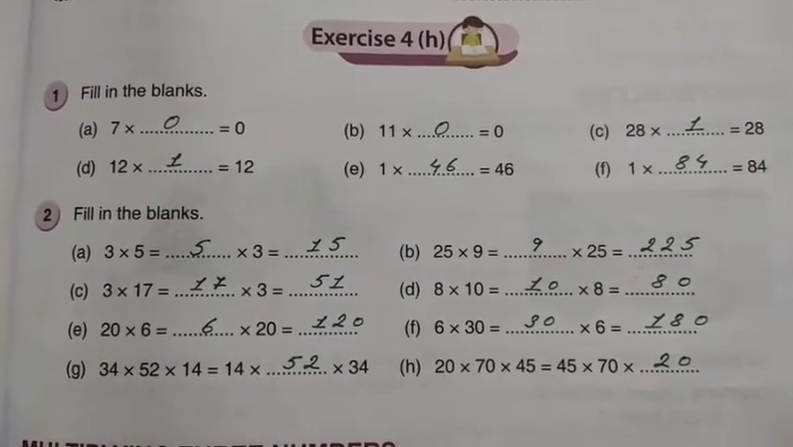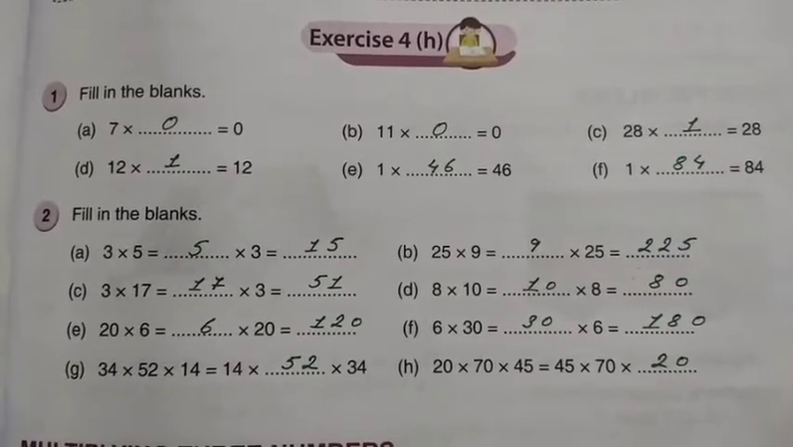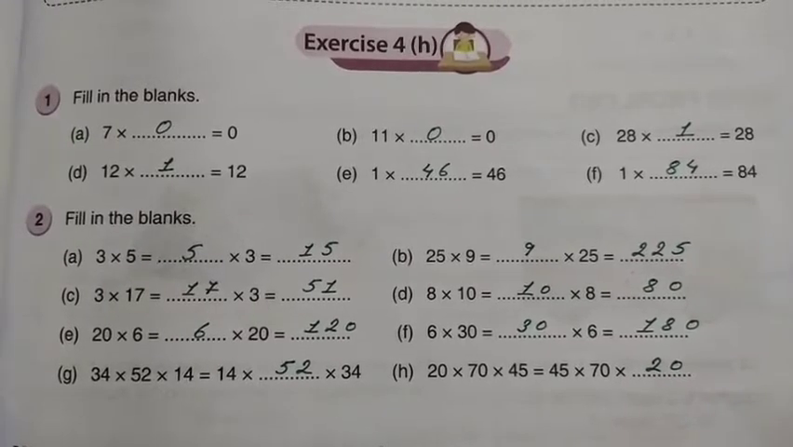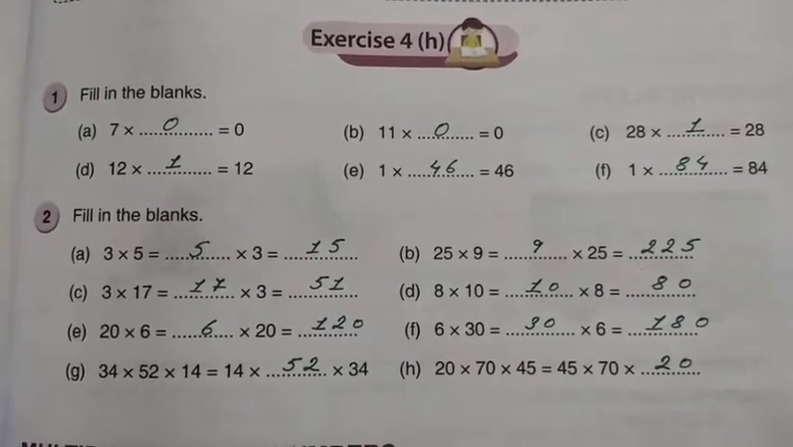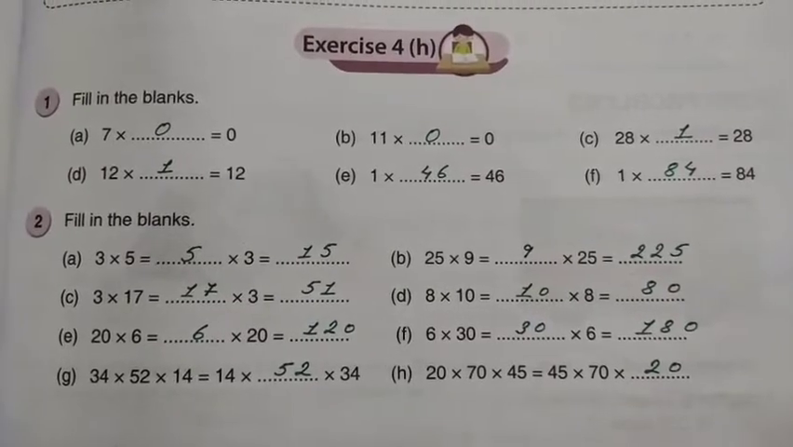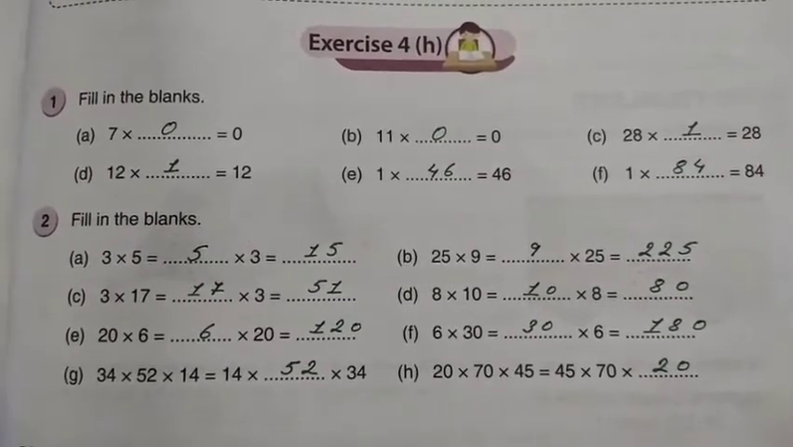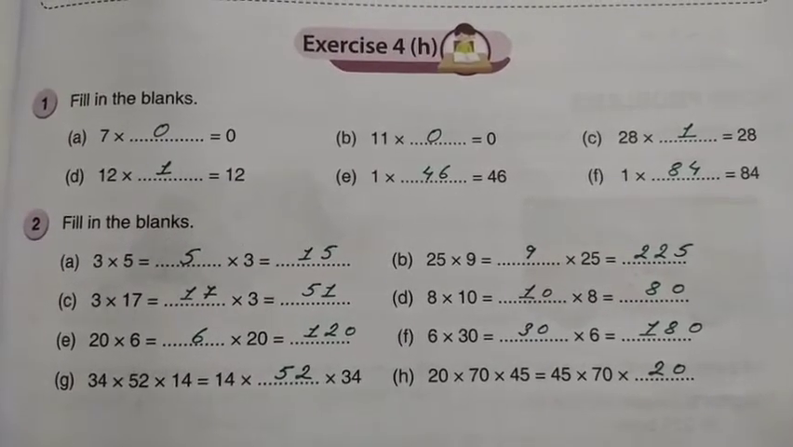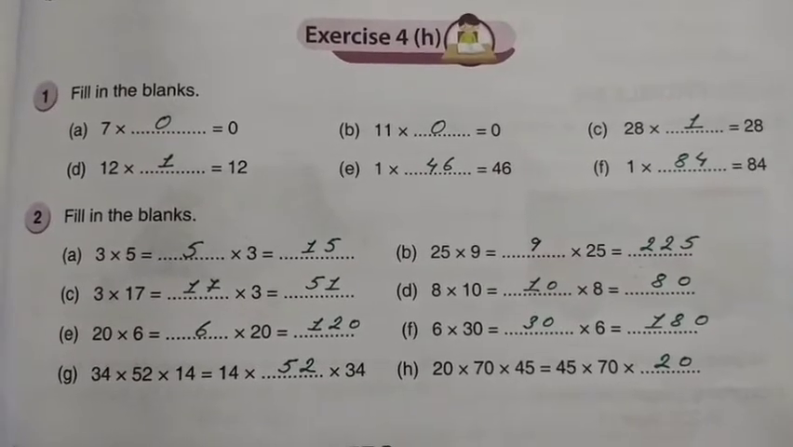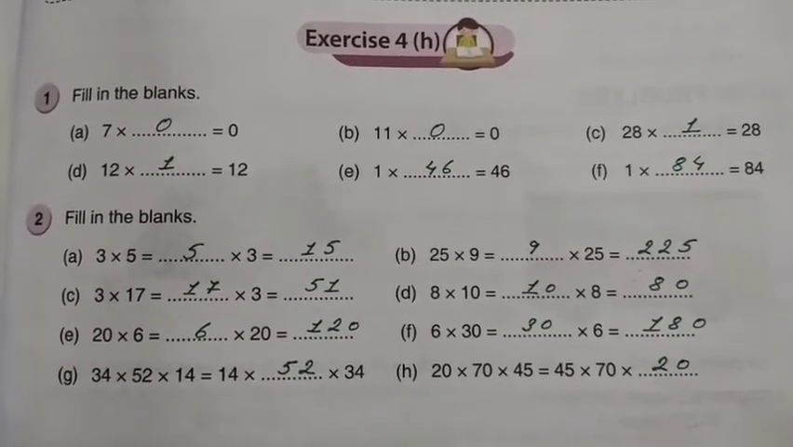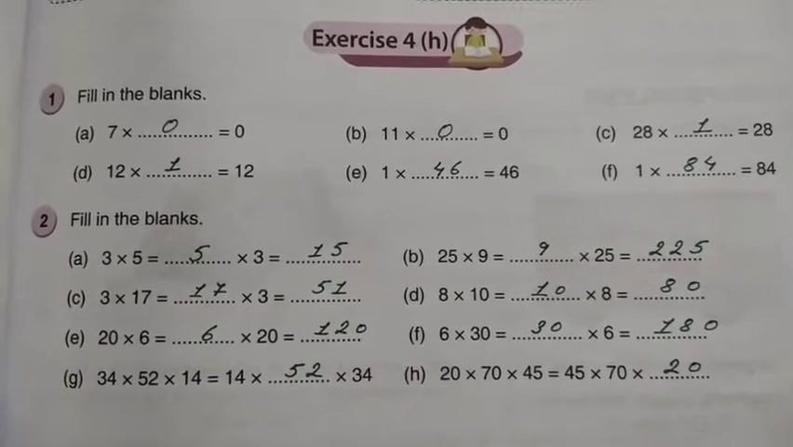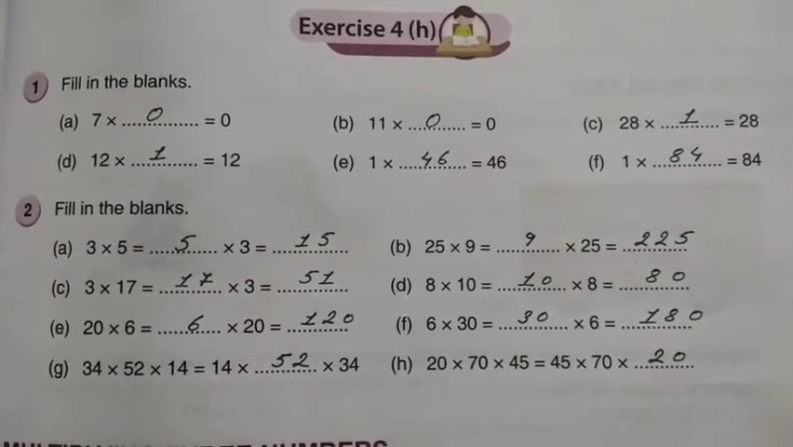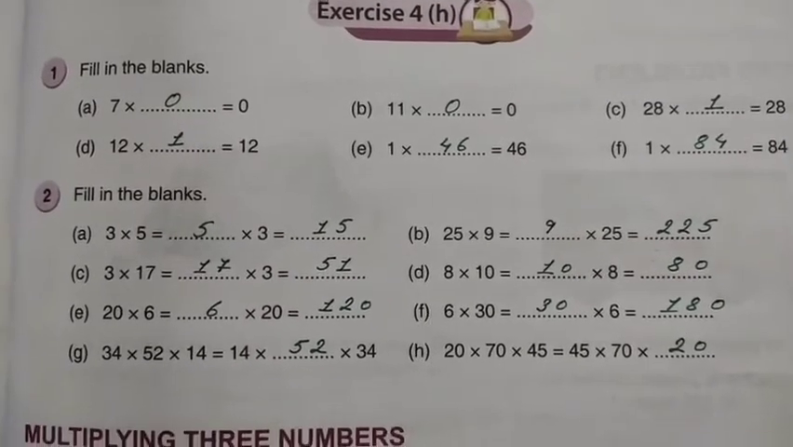12 multiplied by 1 will give you 12. 1 multiplied by 46 will give you 46. 1 multiplied by 84 will give you 84. So very easy. Anything you multiply by 1 will give you that particular number. And any number you multiply by 0 will always give you a 0. Please remember these two things. Okay? So next one, number 2, fill in the blanks.